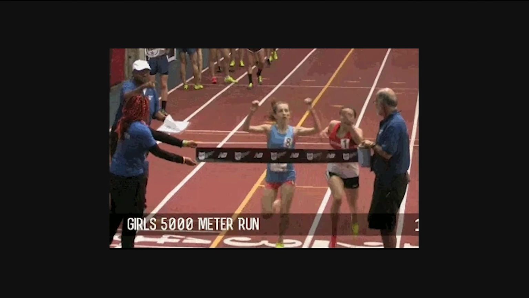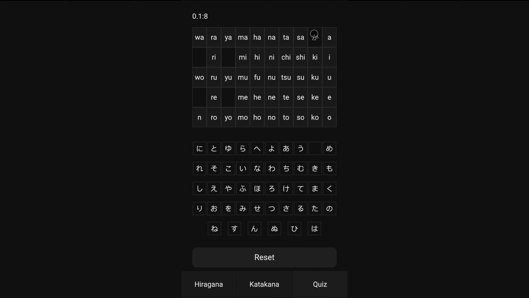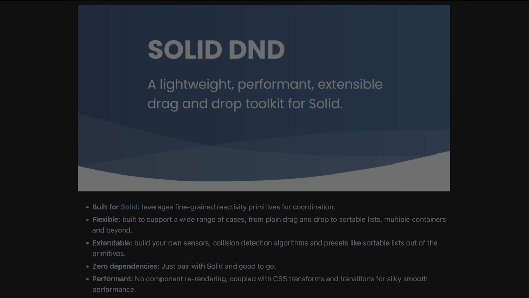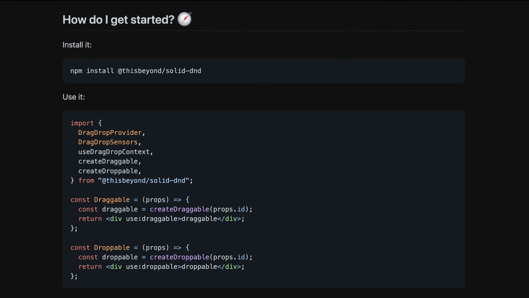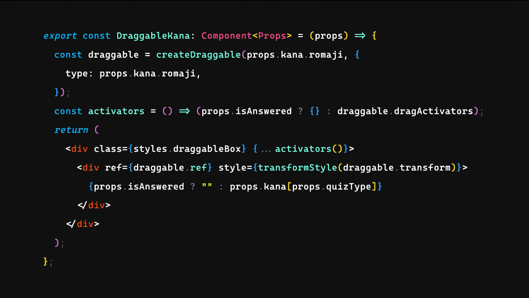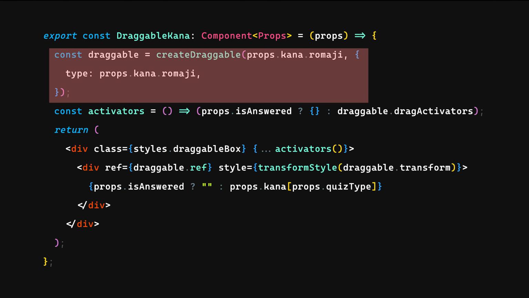Let's transition into making the final part of the project, the bento quiz section. Bento quiz is dependent on being able to drag and drop Romaji to correct kana. For that, we are going to use a package called SolidDND. Following the SolidDND documentation, let's create 2 components we will need for drag and drop ability, draggable kana and droppable kana. We can use the create draggable in the draggable kana component, giving it the ability to be dragged.